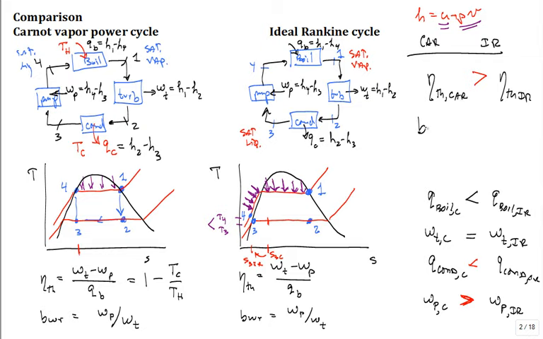Now the back work ratio for the Carnot versus the back work ratio of the ideal Rankine. Greater, equal, less. Answer A, answer B, answer C. We start the polling.